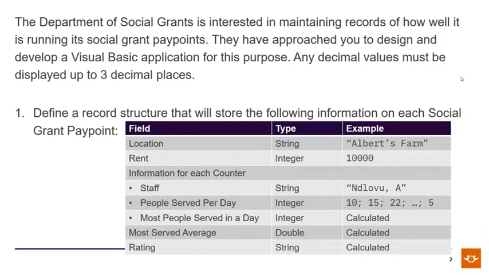They essentially want you to make a VB program that will contain records, and it will be arrays of record structures. If you look at this, it is about how well it is running its social grant pay points, and they have approached you to design and develop a Visual Basic application for this purpose. Any decimal values must be displayed up to 3 decimal places, and this is very important. Here in this particular question, they are telling you to display any values that are doubles in the form of up to 3 decimal places.